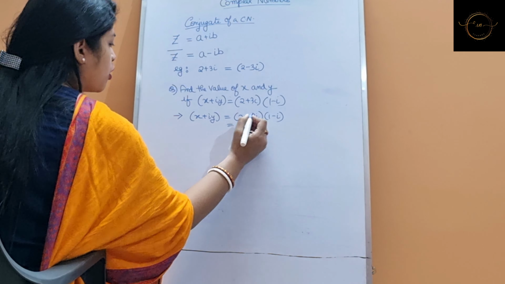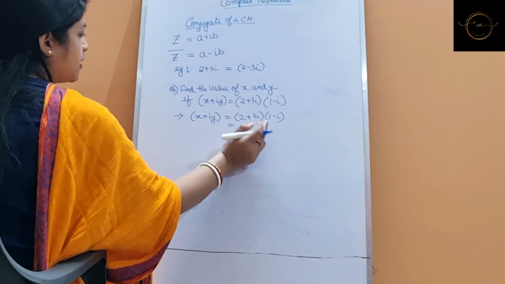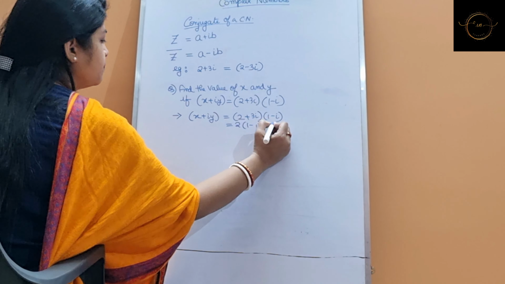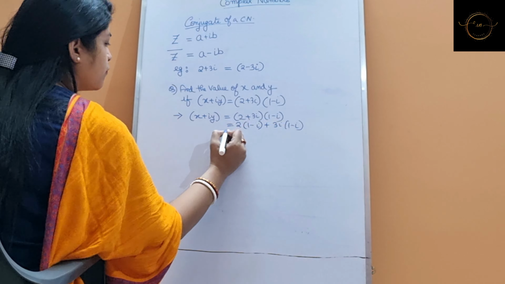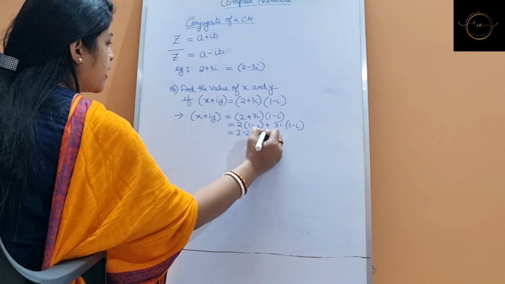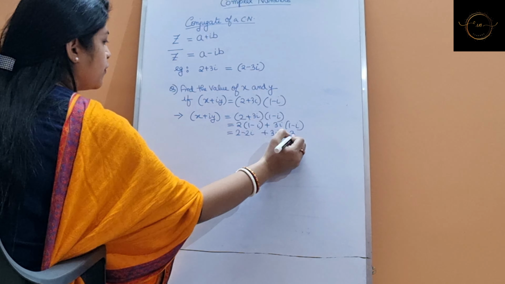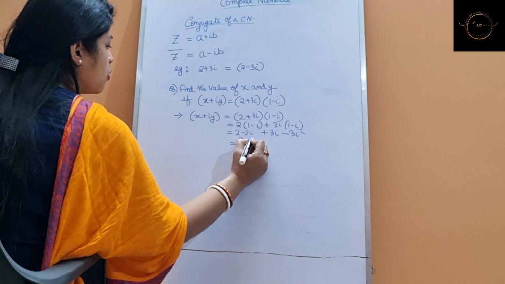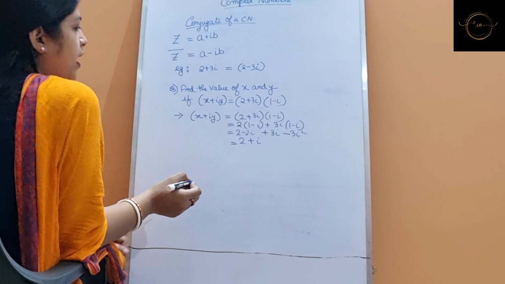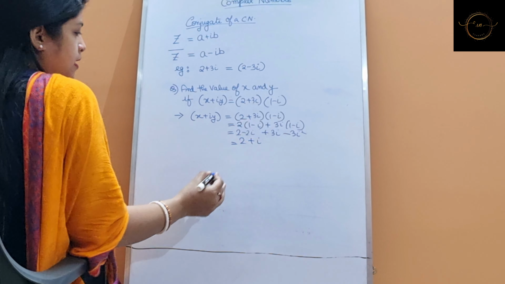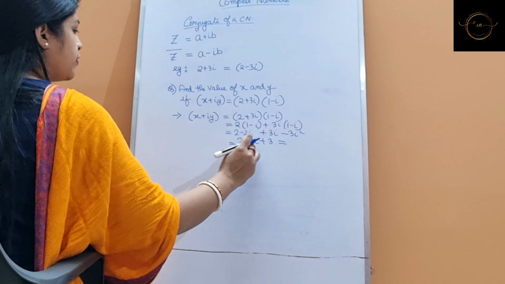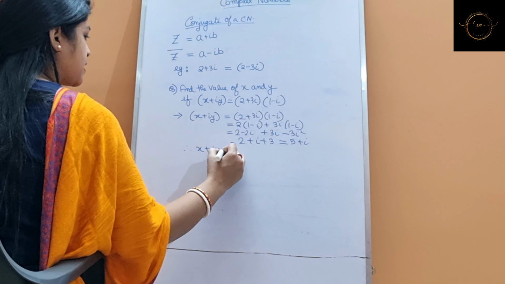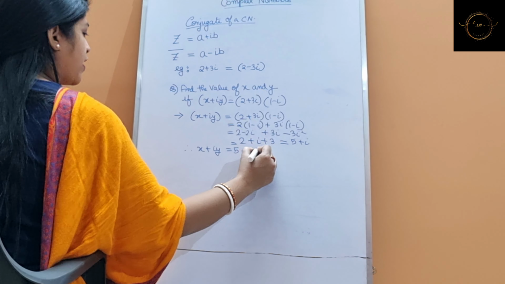Now we find it by the product of complex numbers which we have done in the last part. So we will follow that. It will be 2 into (1 minus i) plus 3i into (1 minus i). This will be 2 minus 2i, and this will be 3i minus 3i square. So 2 minus 2i plus 3i is 2 plus i. And i square value is minus 1, minus minus is plus, so this will be plus 3. So 3 plus 2 is 5 plus i. Therefore we get x plus iy is equal to 5 plus i.